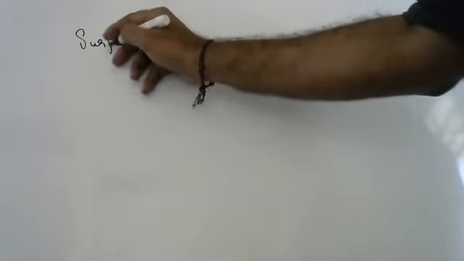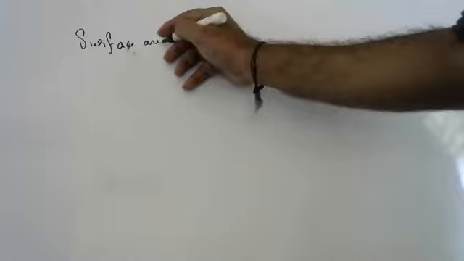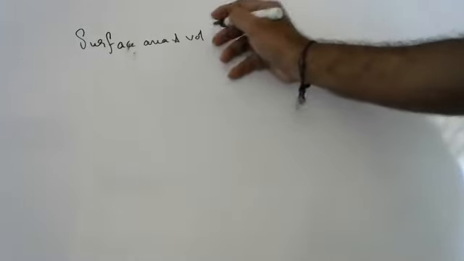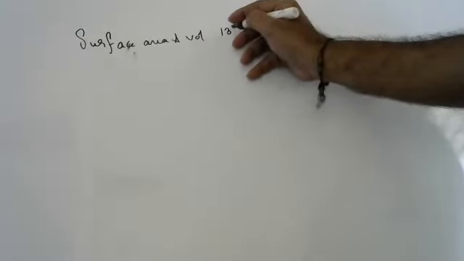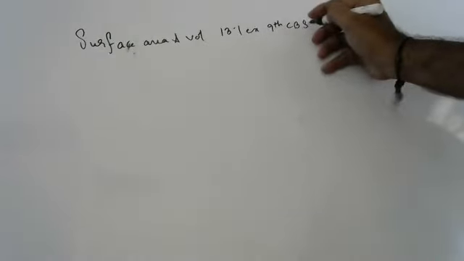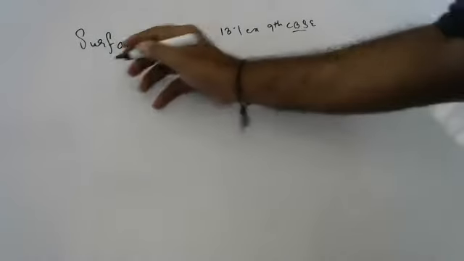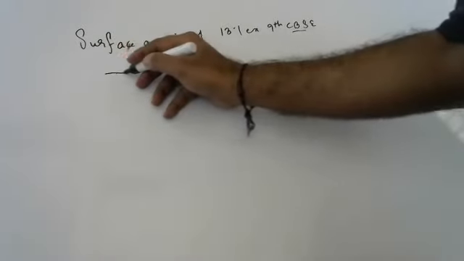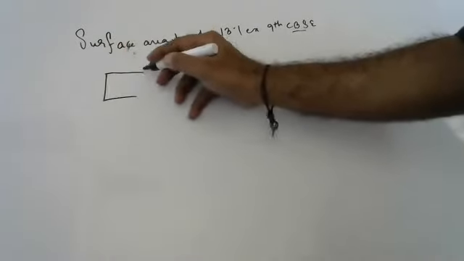Okay, children, today we will discuss surface areas and volumes. Exercise 13.1, 9th CBSE. First exercise I am going to discuss today. In this exercise we are going to discuss the surface areas. This is a cube.